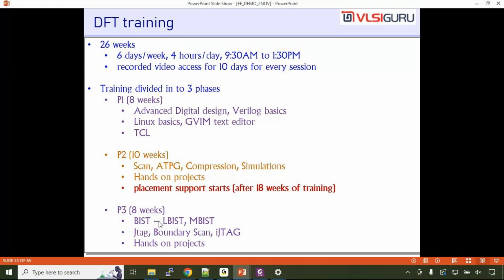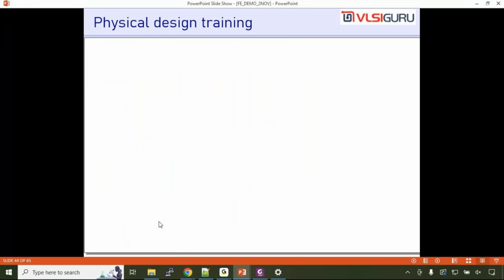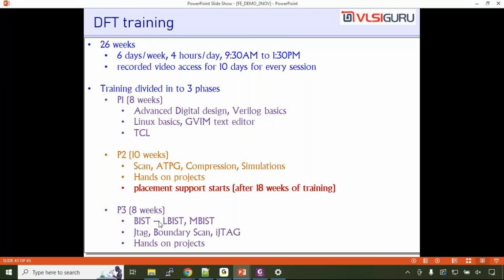This is about DFT. Now, why I went through it quickly is that when you attend the DFT demo session today or tomorrow, the trainer will give you in-depth detail of what all is done. Let me just give you a very brief idea of what DFT is. DFT stands for Design for Testability.